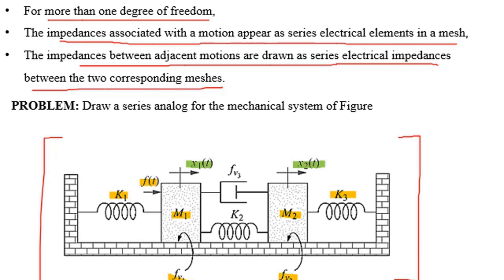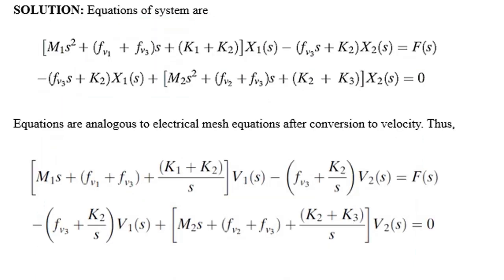M2 is directly connected with a spring with coefficient K3 and surface friction with coefficient ρV2, and these quantities will occur in the second mesh. The components common between the motion of M1 and M2 are a spring with coefficient K2 and a viscous damper with coefficient ρV3. These will occur in series and will be common to both meshes. Now we will start.